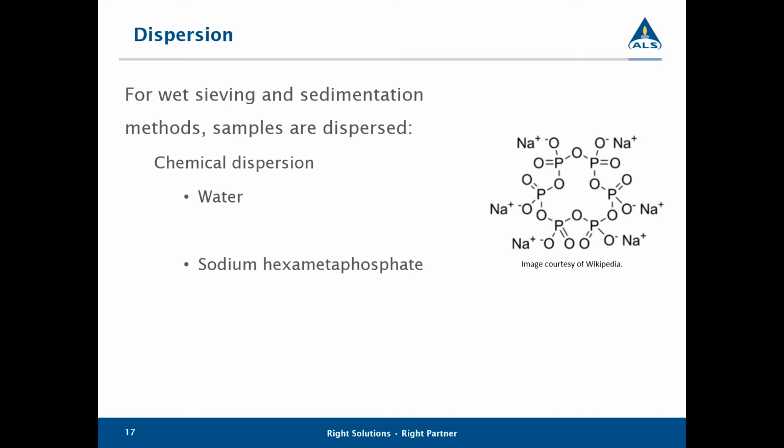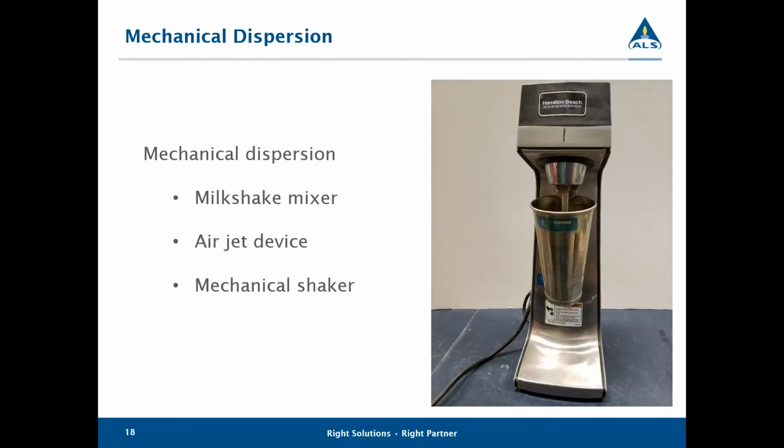Once the samples have been inundated with this chemical, either water or sodium hexametaphosphate, we then use a mechanical dispersion technique in order to further assist with the dispersion of the particles. So for mechanical dispersion, the referee methods, ASTM D422 and ASTM D6913, include a number of different options.